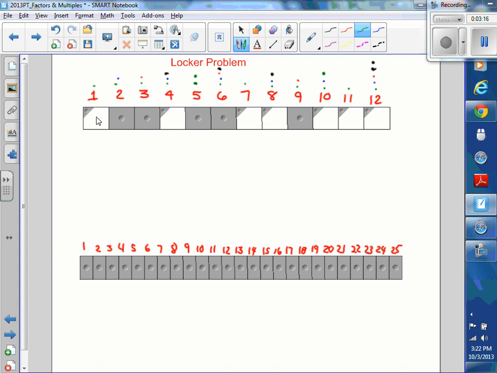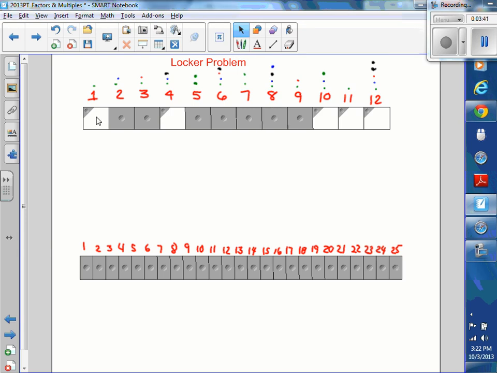So the seventh person is going to touch the seventh locker, right? And if there was a 14th locker, they would touch the 14th locker because they do multiples of seven. And the eighth person, right? And we're only going to look at 12. The eighth person does the eighth locker and the 16th locker, but we only have 12.